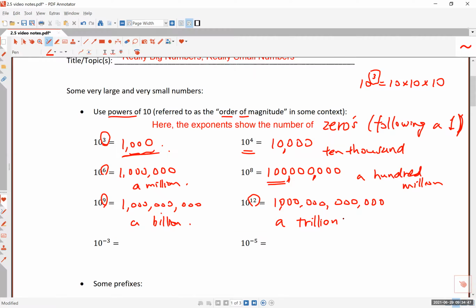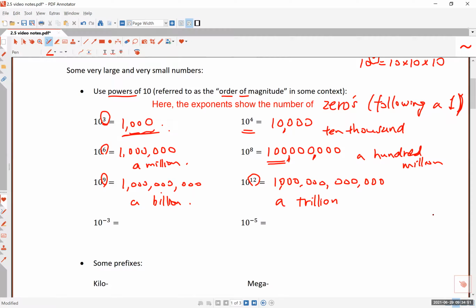Now these numbers are in the news today because after the COVID-19 crisis or pandemic, the government is spending a lot of money, and our budgets are in the trillions right now.